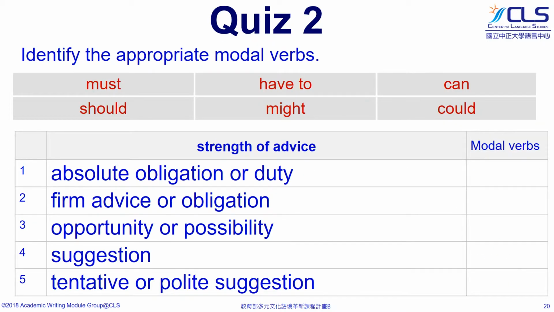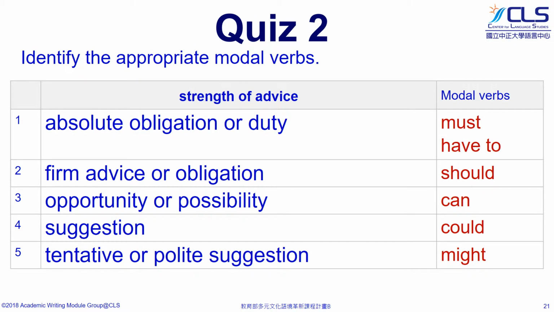Next, please identify the appropriate modal verbs. Here are the answers. As can be seen from the table, must and have to both can be used to show absolute obligation or duty, while should is used to show a firm advice or obligation. Can is used to show opportunity or possibility. And finally, could is used for suggestion, while might is used for the tentative or polite suggestion.